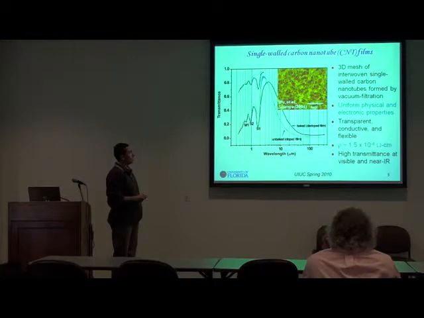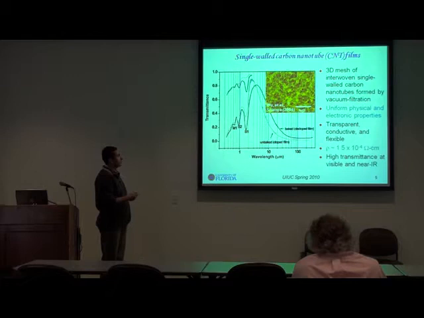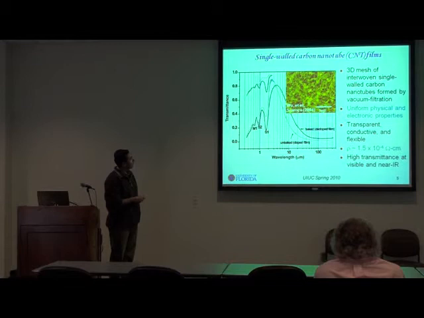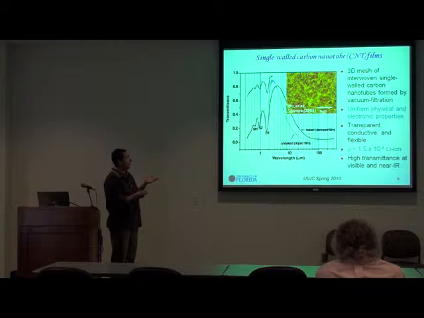Then conductive and flexible at the same time. The conductivity or the resistivity of these materials can be as low as 1.5×10^-4 ohm centimeter, and they show high transmittance at visible and IR range. Here we have shown a graph of transmittance as a function of wavelength for two different films like these, with different thicknesses, one with 50 nanometer, the other one with 240 nanometer.